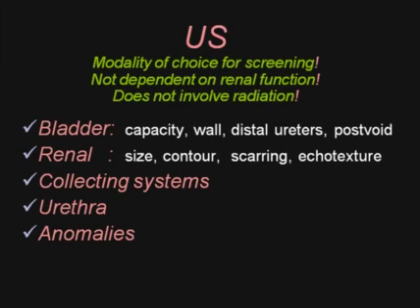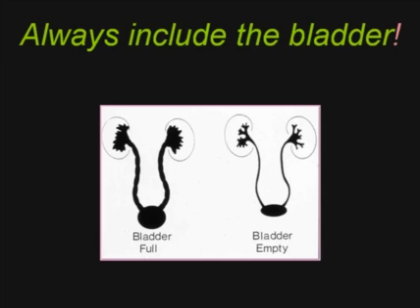And then we need to look at the urethral area and, of course, to look for anomalies. Always include the bladder. And bear in mind that when the bladder is full, the collecting systems can have physiological fullness. So it's important to examine the collecting systems prior to voiding and then after voiding, when they will decompress in the normal situation.